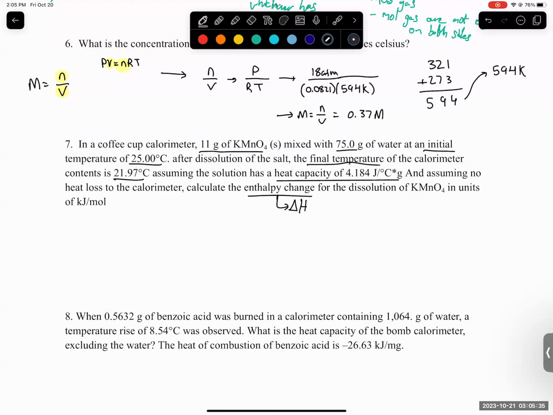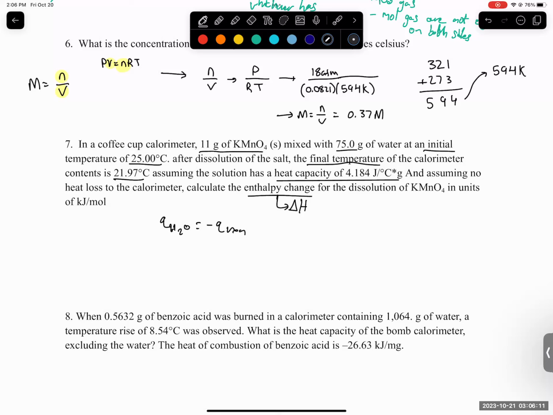All right, what's our main thing that we've got to pay attention to in coffee cup calorimetry? The reaction. Vice versa, yeah. So Q of water equals negative Q of reaction. So what we really need to solve for is Q of reaction, and we can do that using the Q of water.